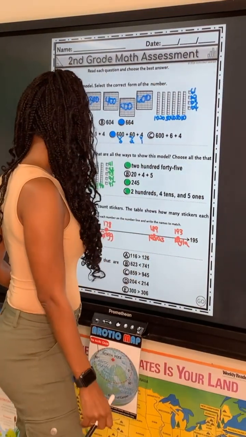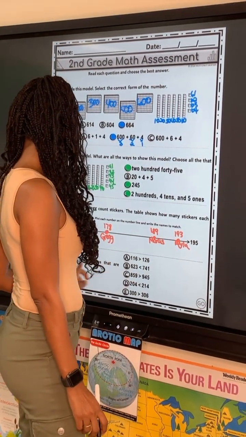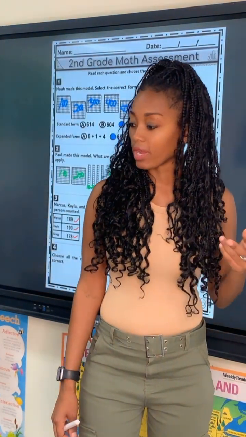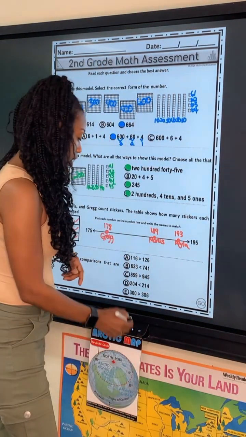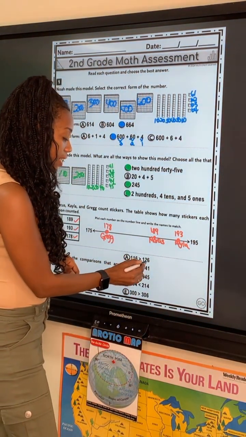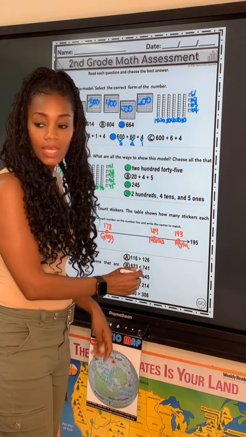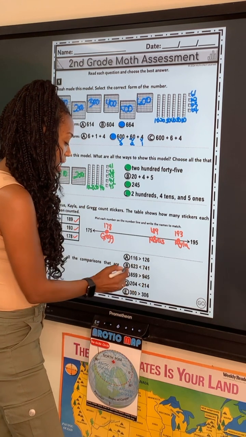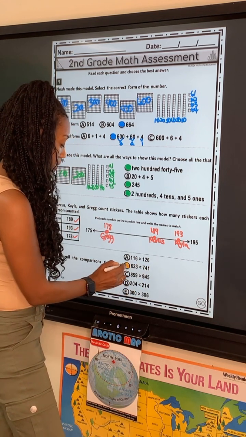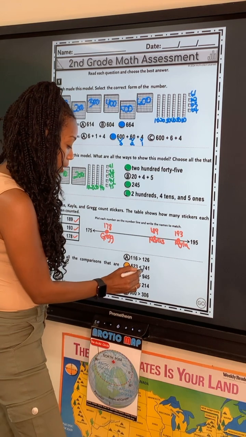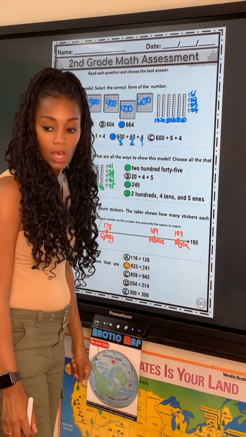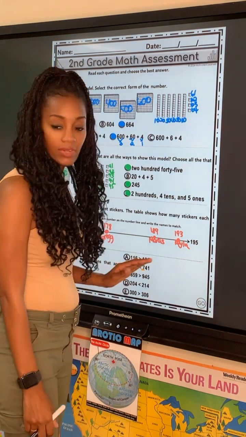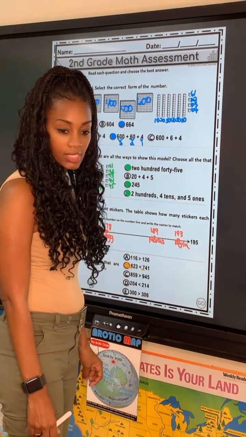Let's look at number 4. Number 4 says choose all the comparisons that are correct. So here we're looking for less than, greater than, or equal to comparisons. So it says 116 is greater than 126. No, it's not. 623 is less than 741. Yes, it is. The 6 in the hundreds place and the 7 in the hundreds place, the 6 is less than the 7 in the hundreds place, okay? So I don't even need to go any further than that. I can already see that from just there.